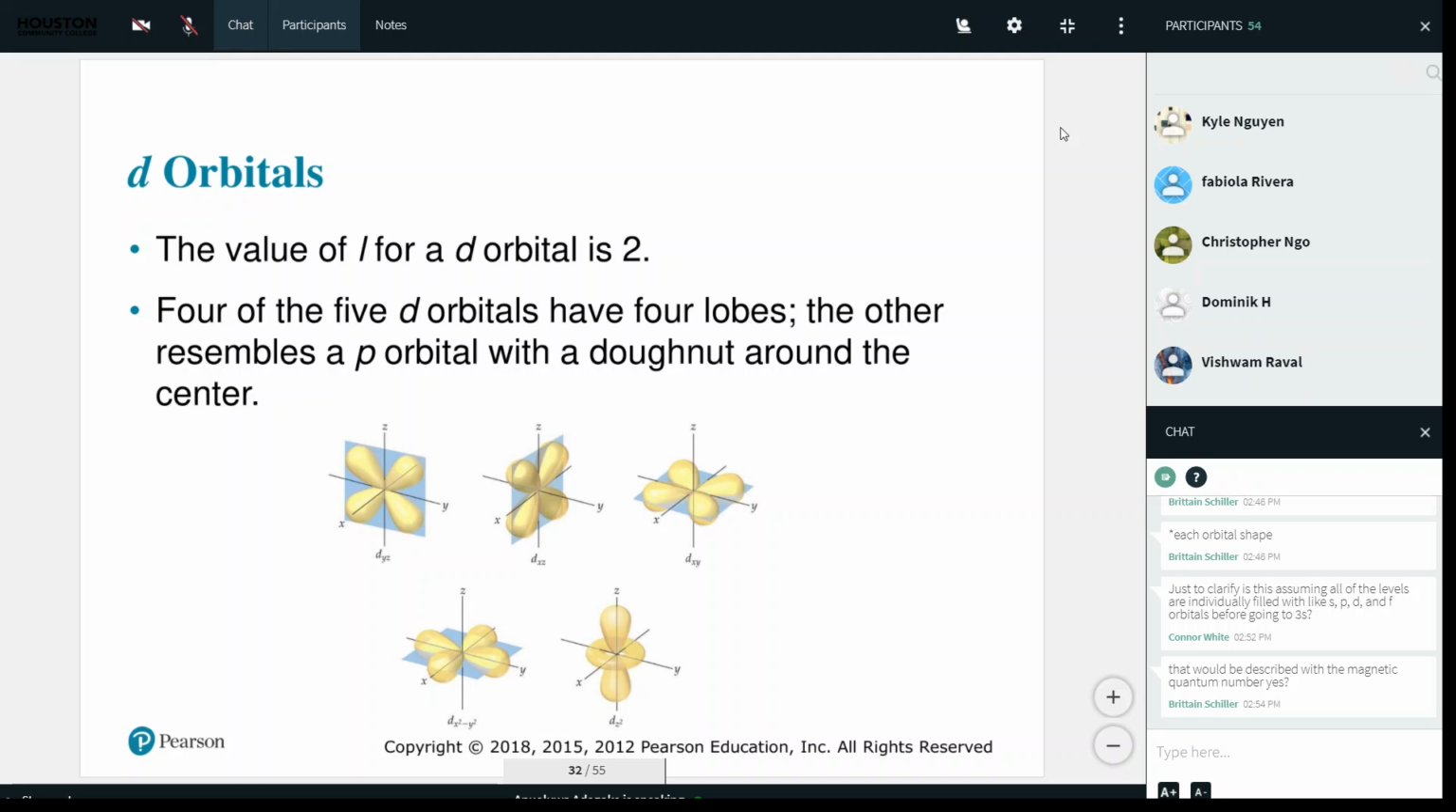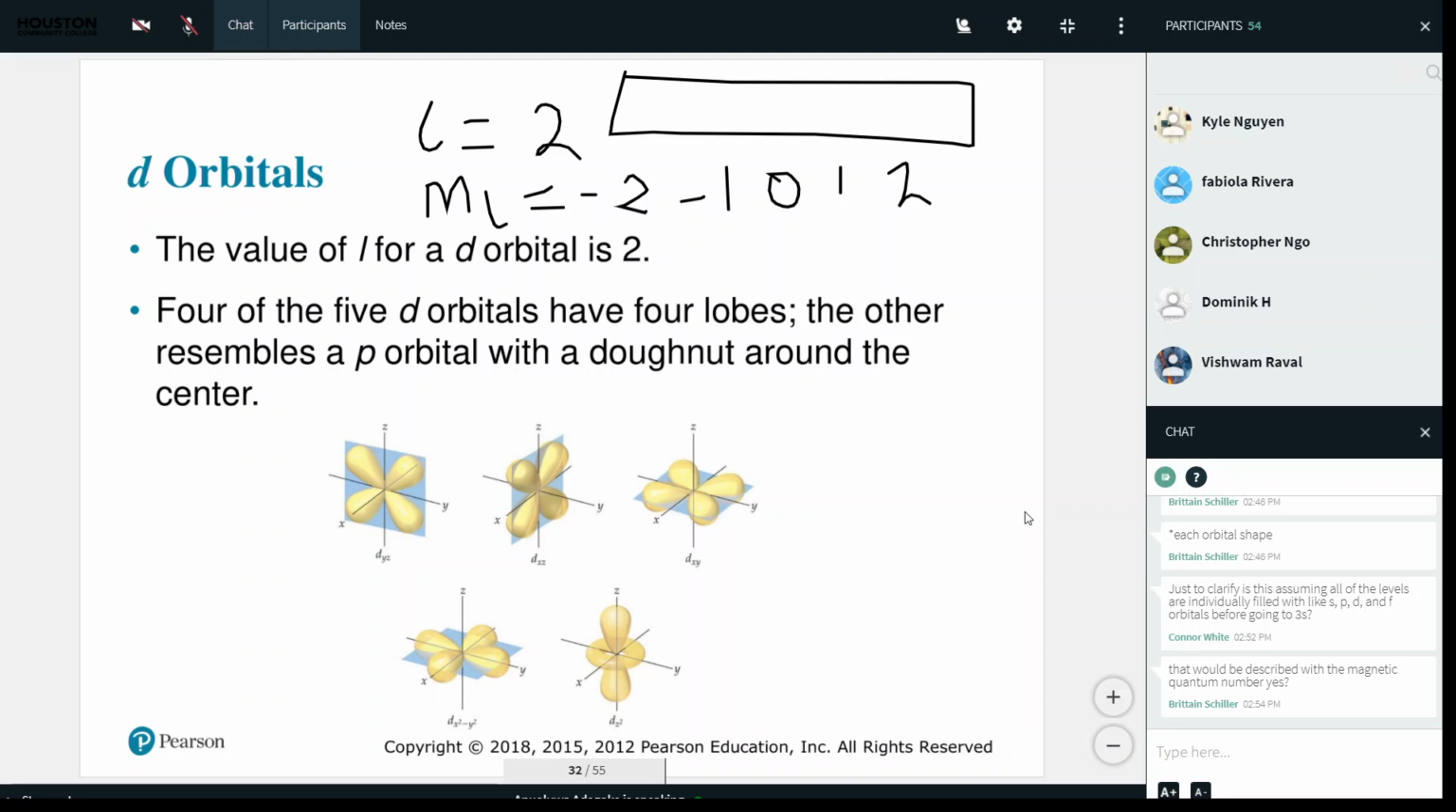So for d orbitals, these are the shapes. The L for d orbital is 2. And because L for d orbital is 2, the magnetic quantum number for d orbital has 5 values. That is why d orbitals have 5 boxes. So we have -2, -1, 0, 1, 2. That is why when we draw our d orbital, we draw 5 boxes. We're going to soon start doing that.